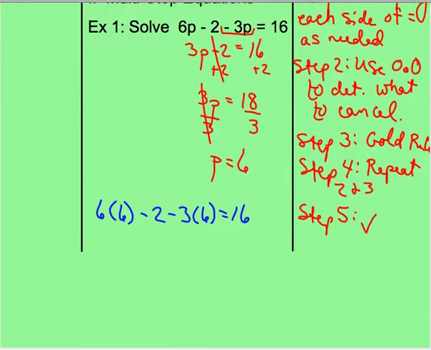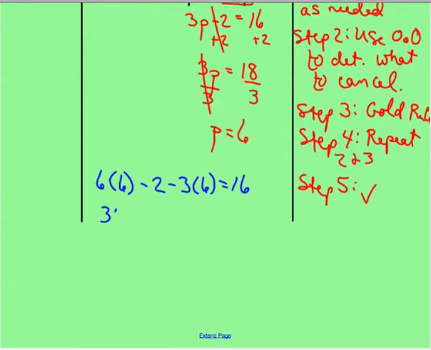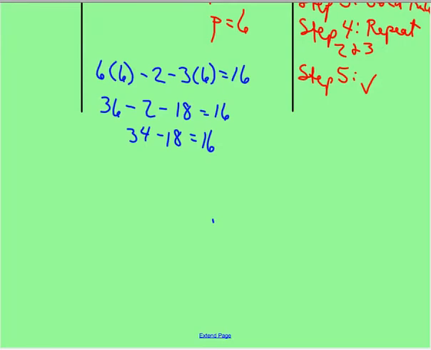6 times 6 gives me 36. And I can simplify my 3 times 6 as well, which is 18. And then I will subtract left to right. 36 minus 2 is 34. And here's how I subtract 18. I actually subtract 20. Oops, thought I had an eraser here. And then I add the 2 back on. Or you could subtract 10 and then subtract 8.